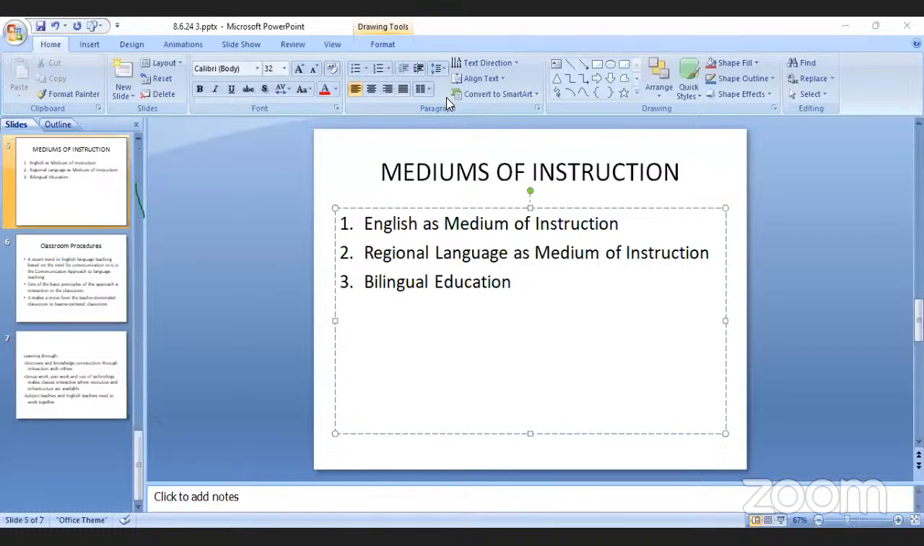Ma'am, if you could please share the next slide which says classroom procedures, because we are still on mediums of instruction. Oh, you are on mediums of instruction. Okay, I am just trying to figure it out. No worries. Right now, can you see this one? No, it's still on mediums of instruction. You can stop and share once again. Yes.